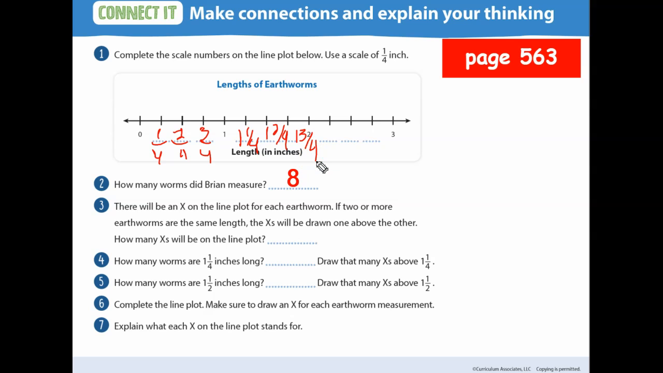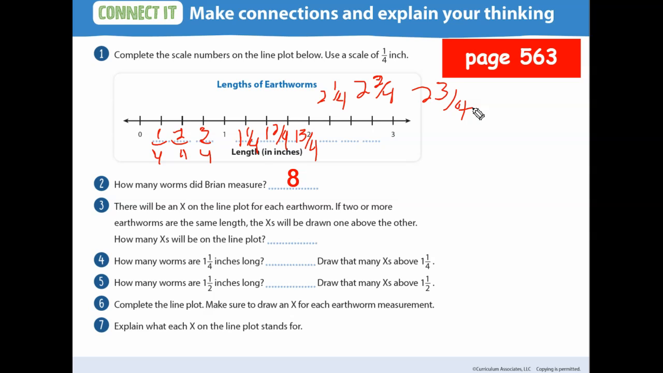Here I'm going to have 2. I'm going to write it up here. 2 1/4. Then you have 2 2/4, or a half. And then 2 3/4 goes in the next line. That's how you will label them.